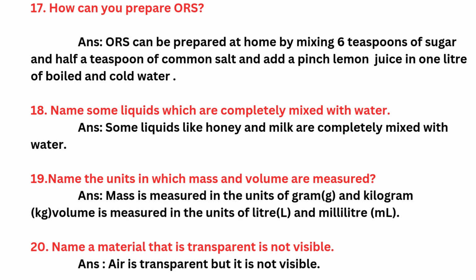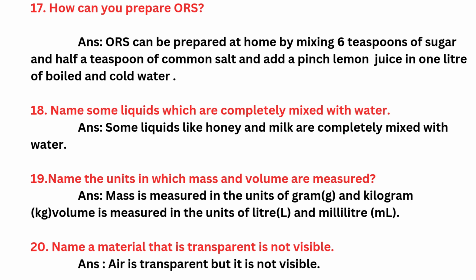Question number 17, how can you prepare ORS? Answer: ORS can be prepared at home by mixing 6 teaspoons of sugar and half a teaspoon of common salt, and adding a pinch of lemon juice, in 1 liter of boiled and cooled water. Question number 18, name some liquids which mix completely with water. Answer: some liquids like honey and milk mix completely with water.